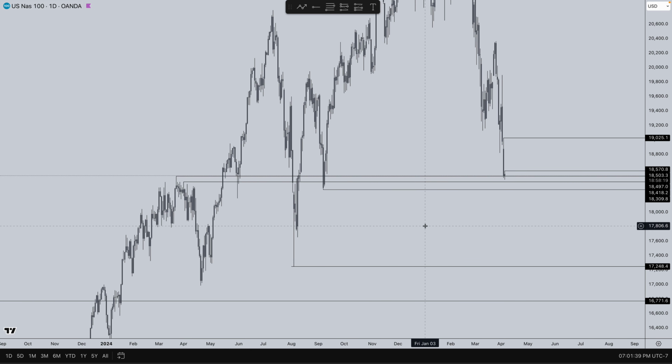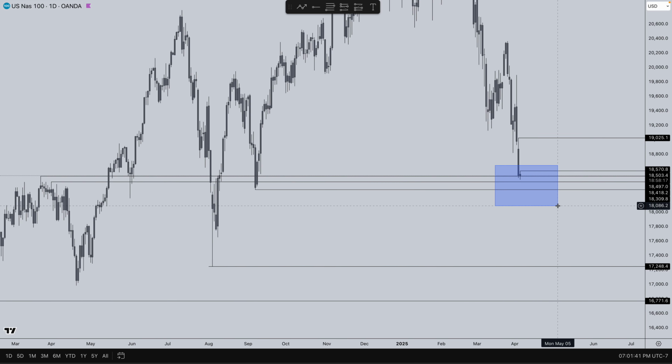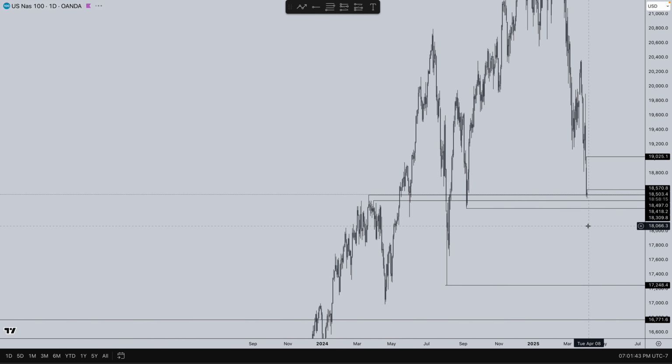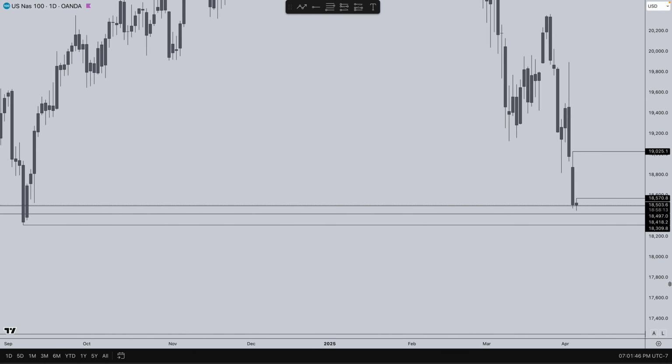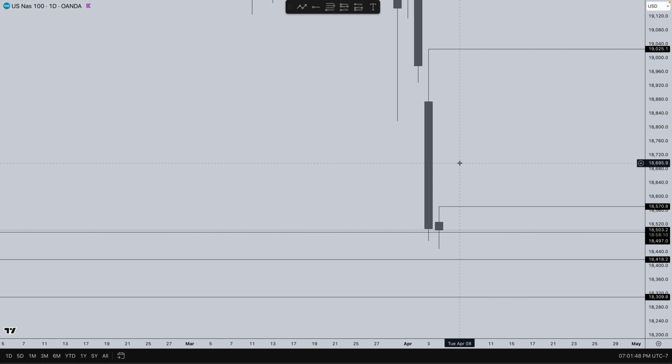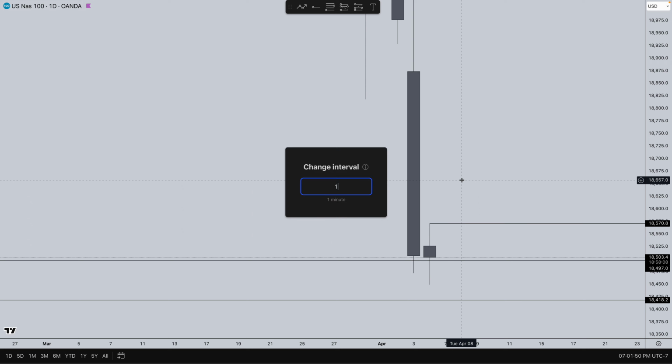But yeah, I'm very interested in this area right here. So we're going to find out what happens here tomorrow. I know we have some news as well as some red folder news.